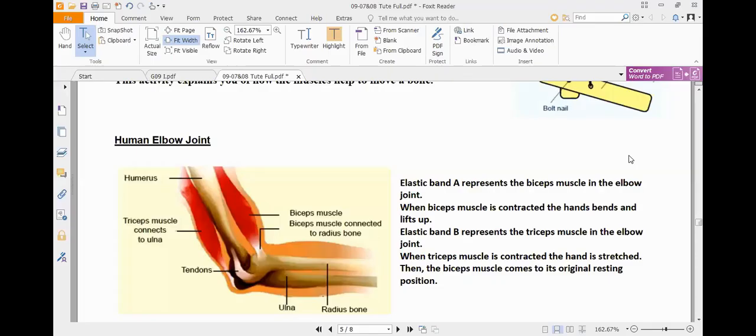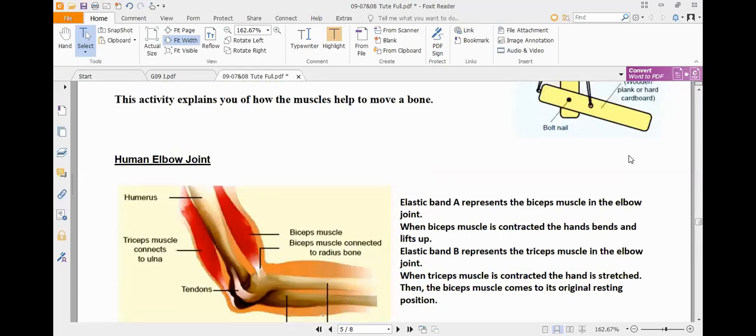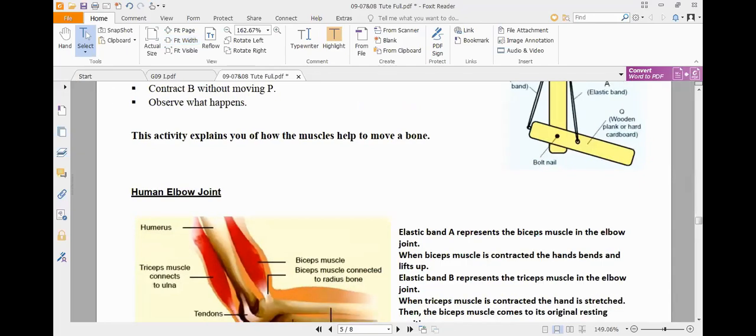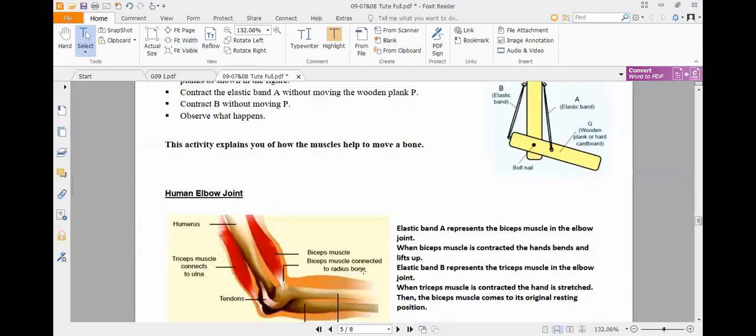Accordingly, we compare it with the model that we have taken earlier. You see, elastic band A represents the bicep muscle in the elbow joint, the upper muscle. When the bicep muscle is contracted, the hand bends and lifts up. Elastic band B represents the tricep muscles, correct?